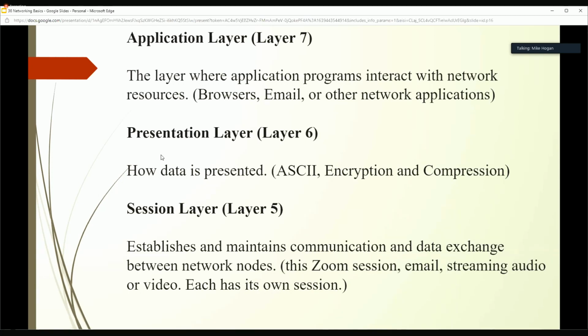Presentation layer, layer six. It's how the data is presented. We have ASCII, and encryption and compression are also at this layer. So if we want to include encryption and compression, how is the data that was generated at the application layer going to be presented moving forward? Layer five, the session layer, establishes and maintains communication and data exchange between network nodes, right? So it's agreeing on the session terms, if you will. What are the requirements? What are the key pieces of connecting that session, sender to receiver?